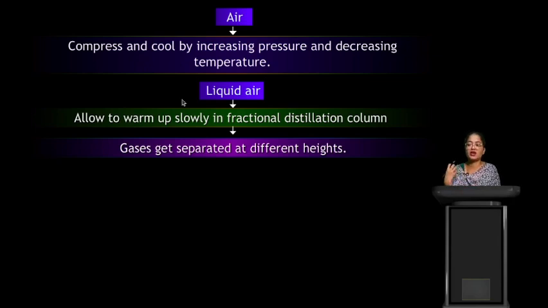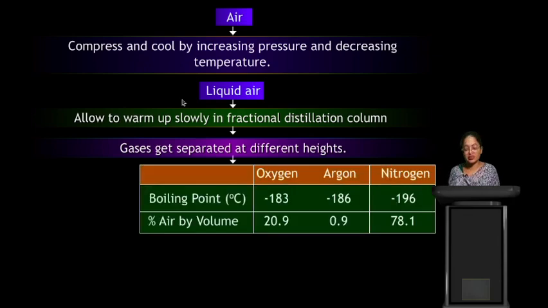So the one with the lower boiling point evaporates first, and then the other ones. So what's happening? Air, you compress, you decrease the temperature. Liquid air, you warm it up. So what happens? The gases get separated at different heights. Okay, now these are the normally present gases in the air.